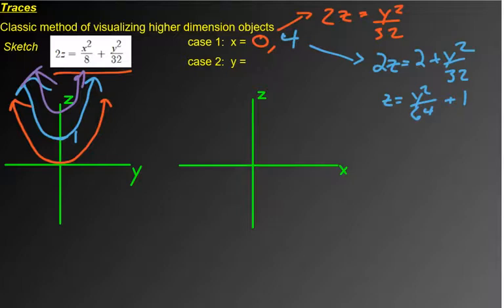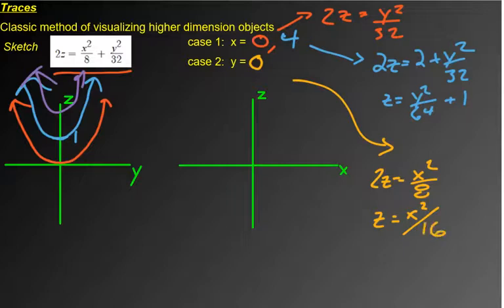So if you do the same thing and you look at traces for the other plane, now let y be 0. If you let y be 0, then you have 2z equals x squared over 8, or just z squared equals x squared over 16. And that also is some sort of parabola like that.